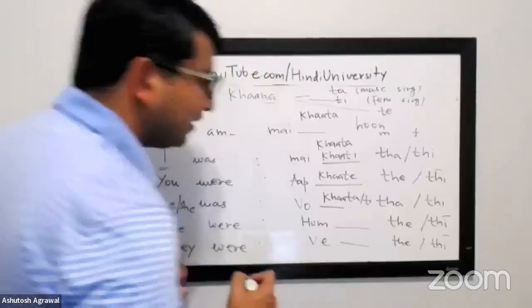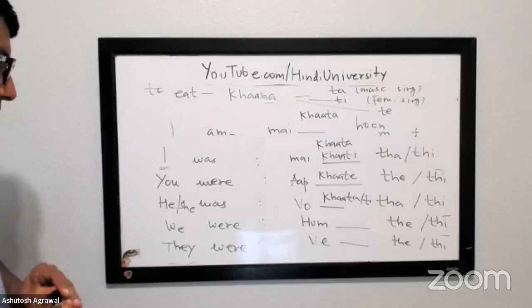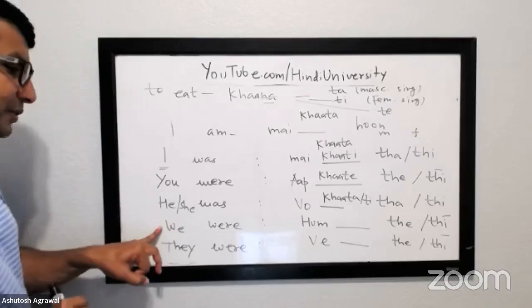And then, hopefully, it should be simple. Let's see. Barbara ji, how are you doing? You want to do these two? We used to eat and they used to eat.